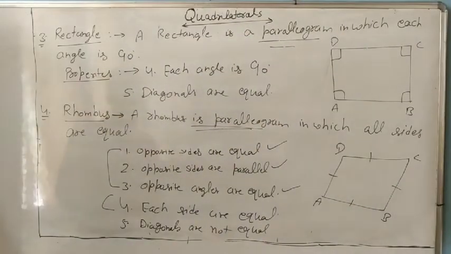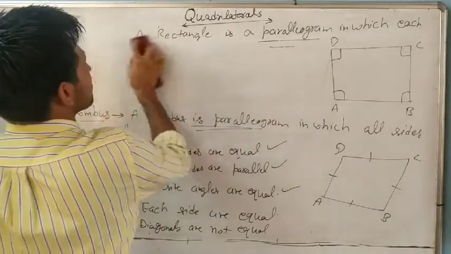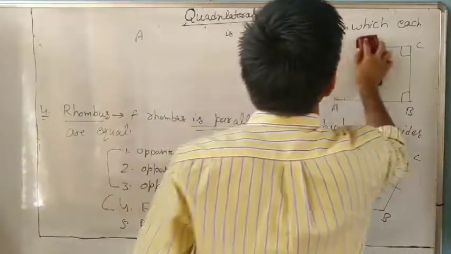Next, only the last one is left now. Which one? Square. So what is a square?